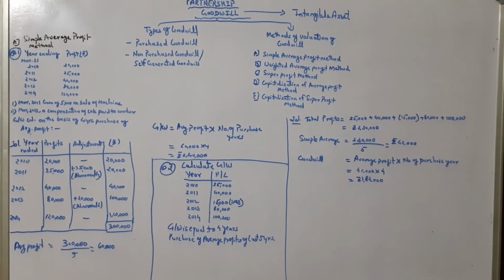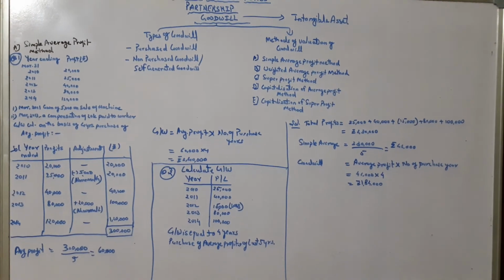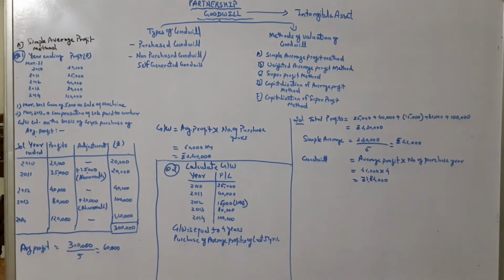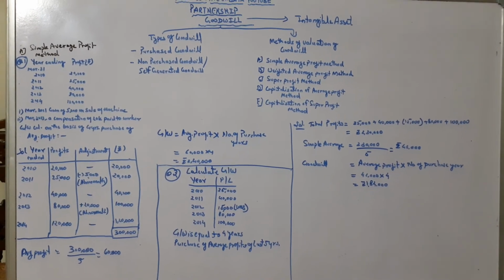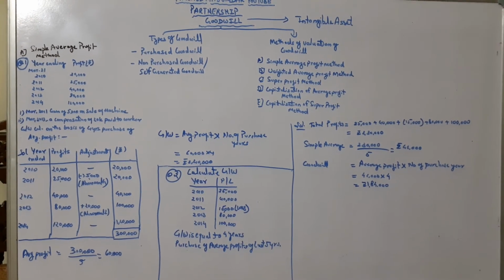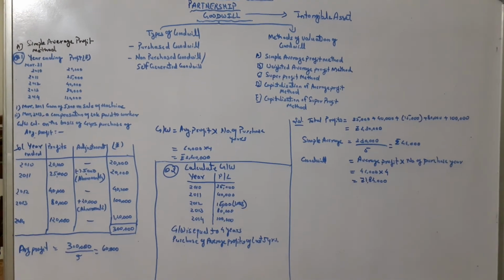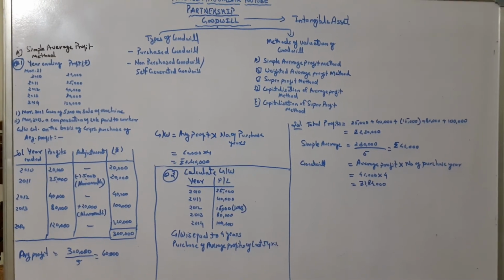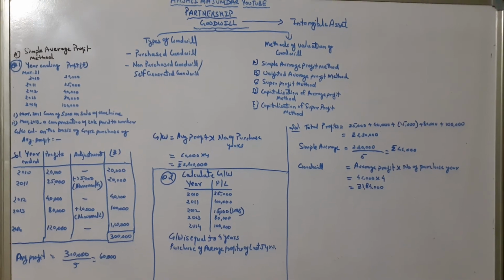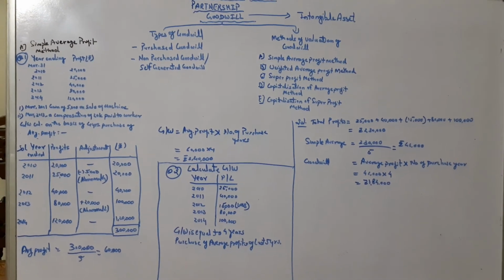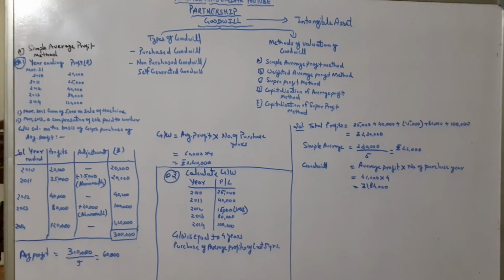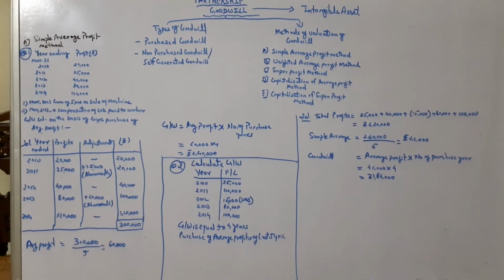2012, 40,000. Since there is no adjustment, 40,000 will be written as it is. In 2013, 80,000. But 20,000 has been paid as a compensation, which will be treated as an abnormal loss. As I mentioned earlier, abnormal loss must be added. Therefore, 80,000 plus 20,000 gives you 1 lakh. And 2014, since no adjustment, therefore 1,20,000 will be written as it is. Now, when you add up all the amounts in the fourth column, you will get 3 lakhs. This is your simple profit, right?